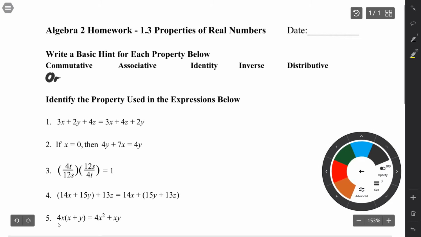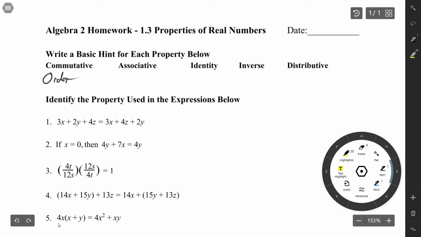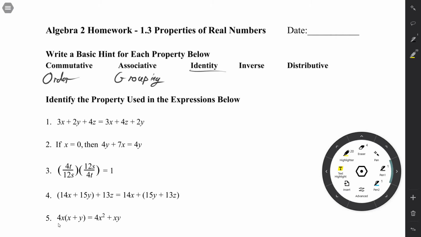Let me make my pen a little bit smaller here. Is order. The associative property for me, just grouping. I always forget identity. Let's skip over to inverse. That's just the opposite, so inverted.